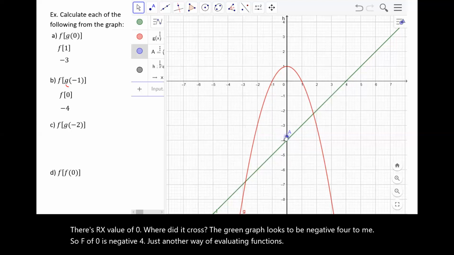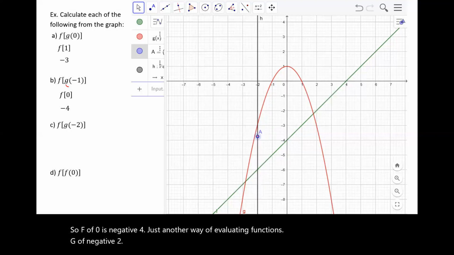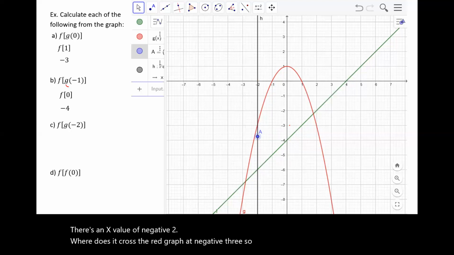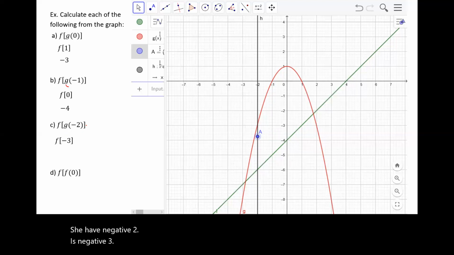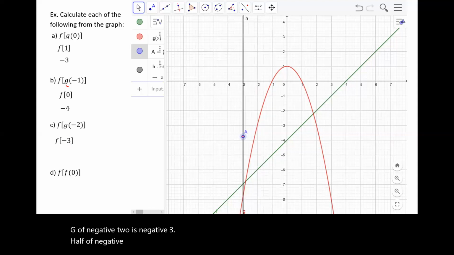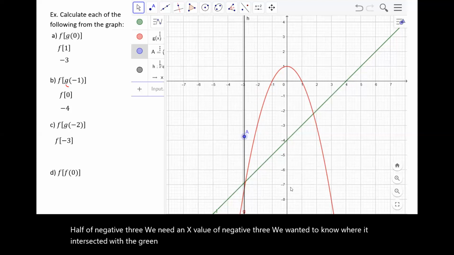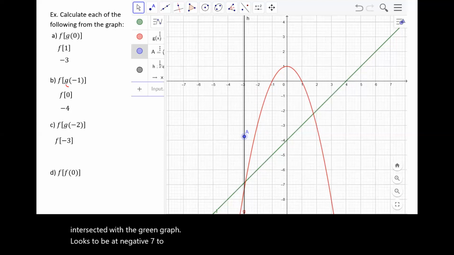g of -2. There's an x value of -2. Where does it cross the red graph? At -3. So g of -2 is -3. f of -3. We need an x value of -3. We want to know where it intersected with the green graph. Looks to be at -7 to me. So f of -3 is -7.